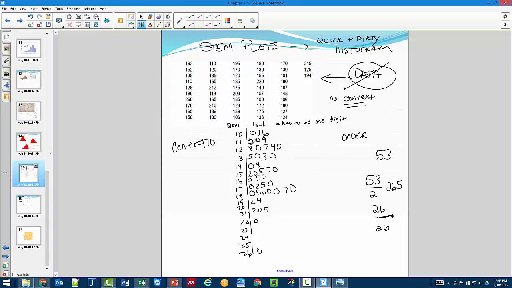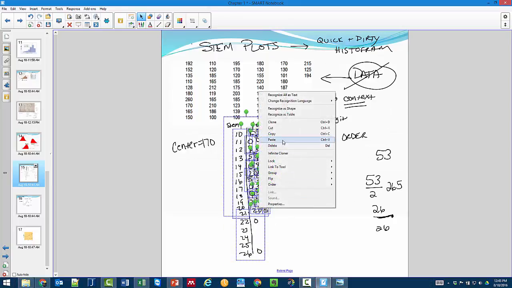Now, I mentioned this is kind of like a quick and dirty histogram. It's really kind of interesting. If I were to take this, let me group all this together here.